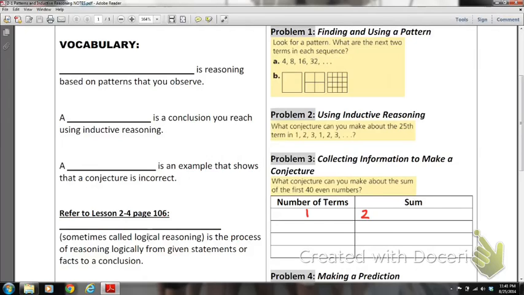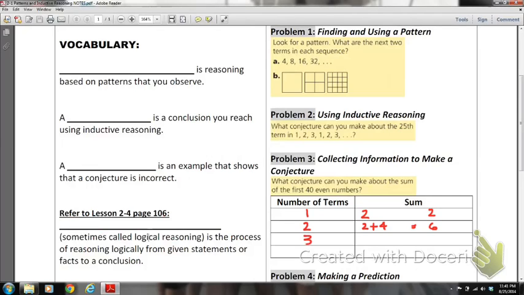If we're looking at the first 2 even numbers, those are 2 and 4. So we're looking at the sum of 2 and 4, which is going to be equal to 6. Our first sum was just 2 because we only had one term.